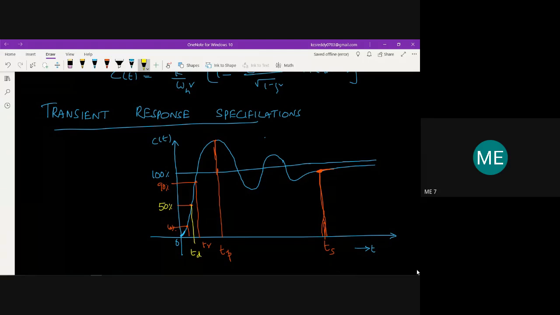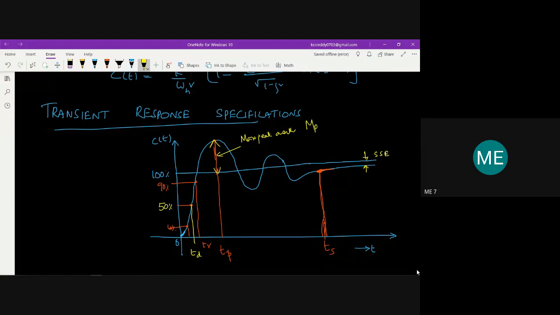And also we have the maximum peak overshoot, which is represented as Mp, or sometimes as a percentage. And this we know is the steady state error.